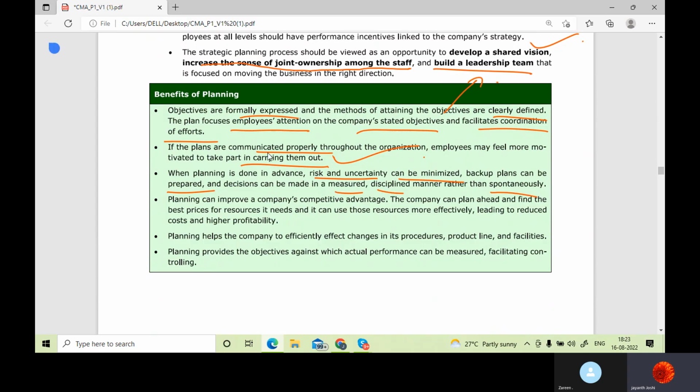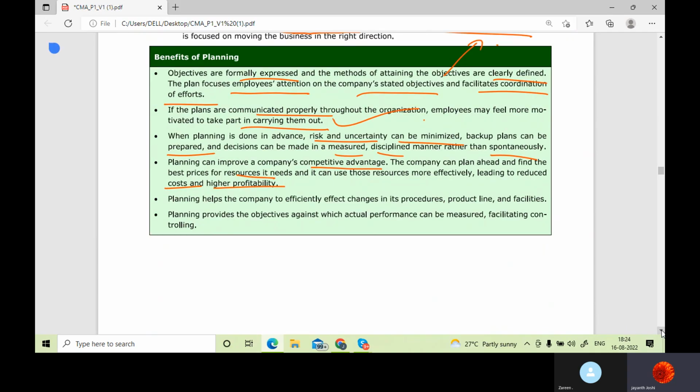You should not make on-the-spot decisions. Already I have given the introduction chapter. I have explained how, if you take decisions on the spot, it can be a disastrous thing. So planning can improve a company's competitive advantage. The company can plan ahead and find the best prices for resources. If you plan and buy things, you get cheaper rates and a good deal, and you reduce the cost and it increases your profitability.